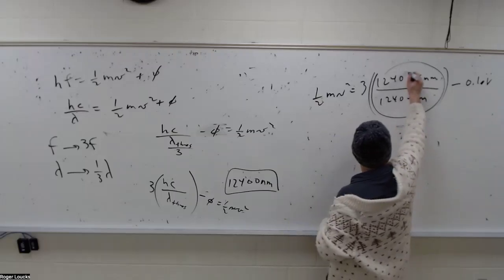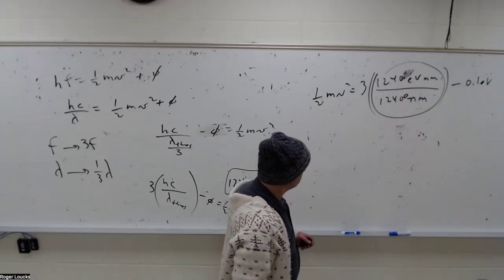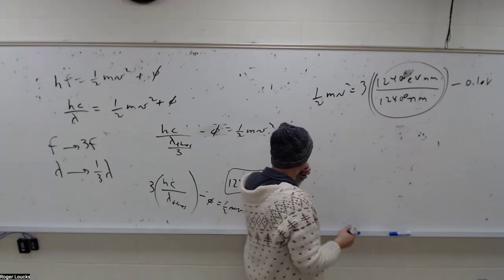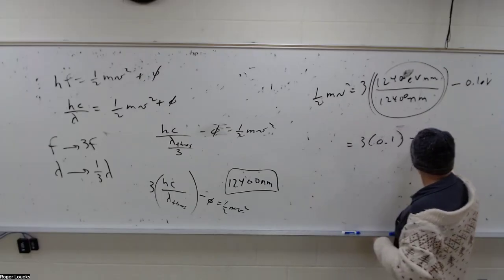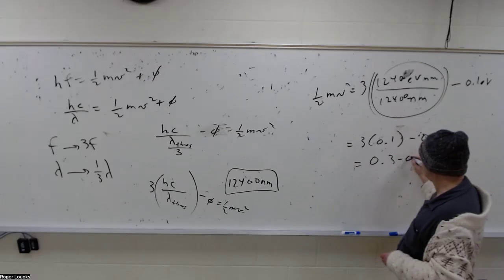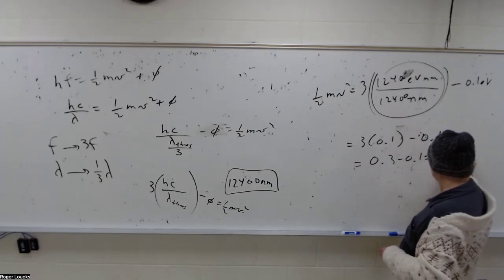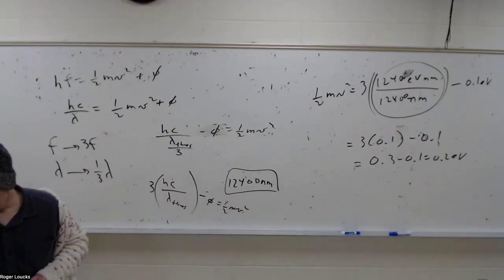Actually, there should be another zero there. That's just my 0.1. So this just ends up becoming 0.3 minus 0.1, which is 0.2. Okay.